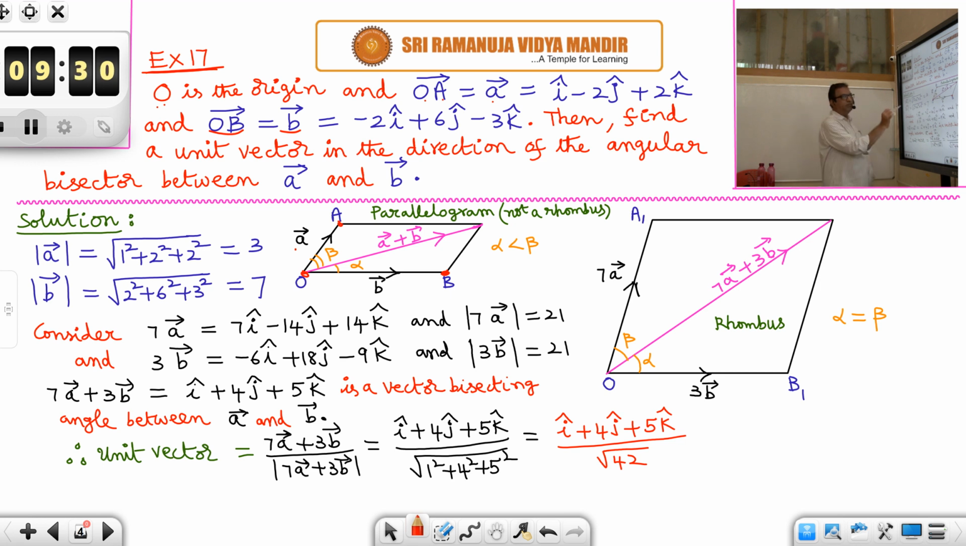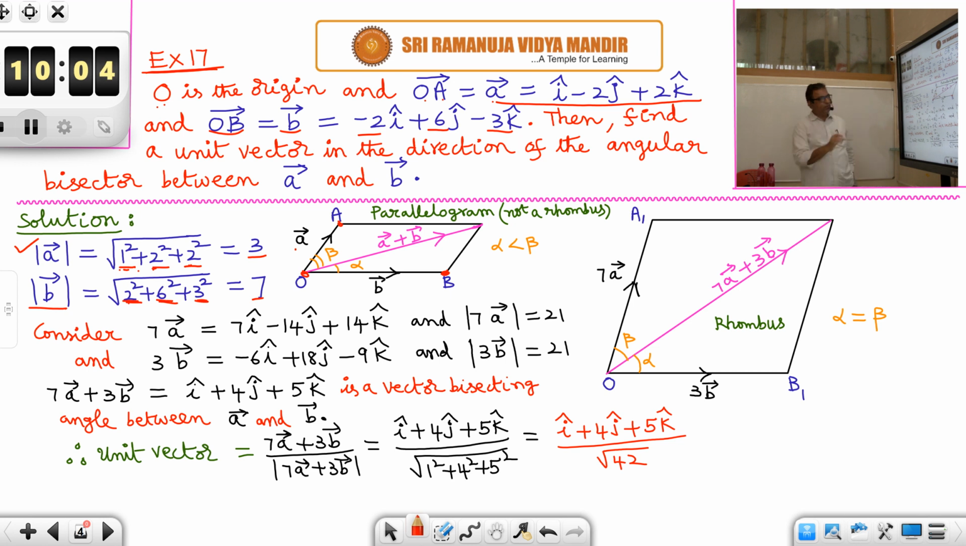Now let us see the magnitudes of these vectors. Mod A bar, what? Root of i coefficient whole square plus j coefficient whole square plus k coefficient whole square. 1 square plus 2 square plus 2 square. 4 plus 4 plus 1, 9. Root 9 is 3. What about the magnitude of B bar? Mod B bar is root of what? 2 square plus 6 square plus 3 square. So that is 6 square, 36, plus 4, 40, plus 3 square, 9, 49. Root 49 is 7.